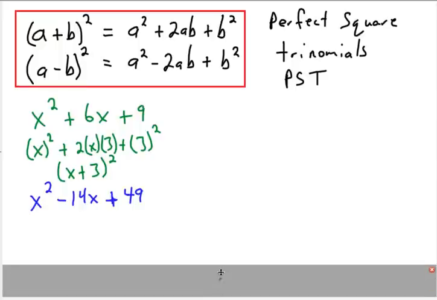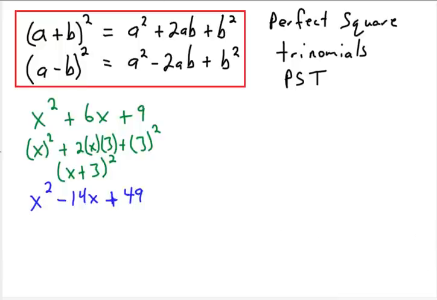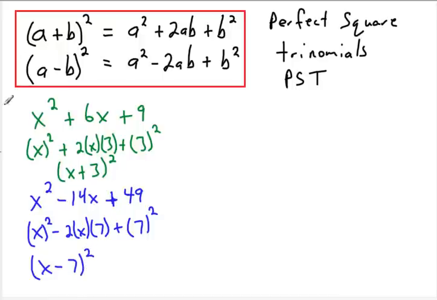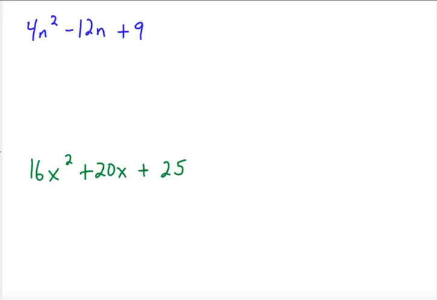Alright, let's try this one here. Again, we're trying to decide, is this a squared term? That's pretty easy, it is. This is also a squared term. And we just need to find out, is the middle term 2 times x times 7? And if it is, then we can factor it as a PST. So minus 14x, that is, so it is x minus 7 squared. Okay, so you can see, once you can recognize a perfect square trinomial and a difference of squares, the factoring can be very quick. And you're going to see these a lot, so I imagine you'll get lots of practice.